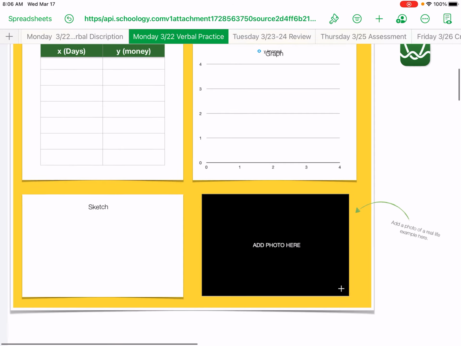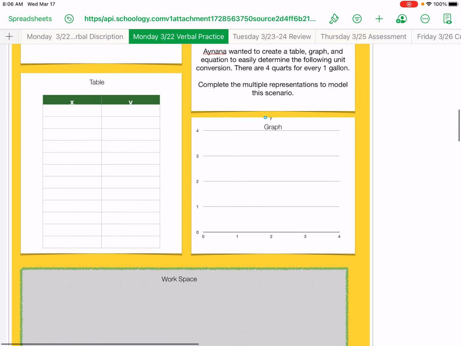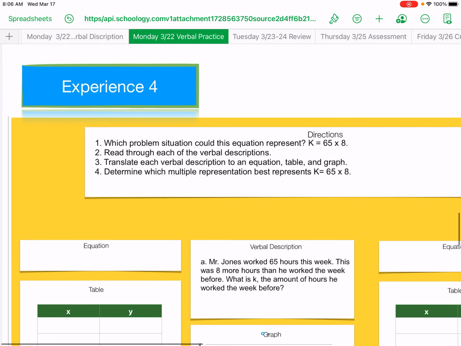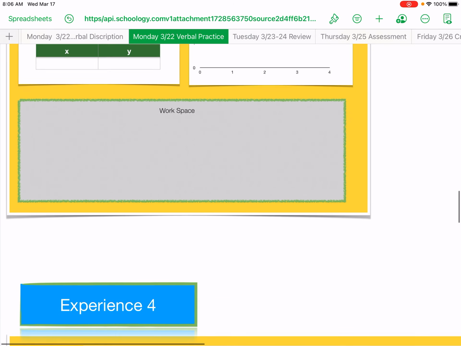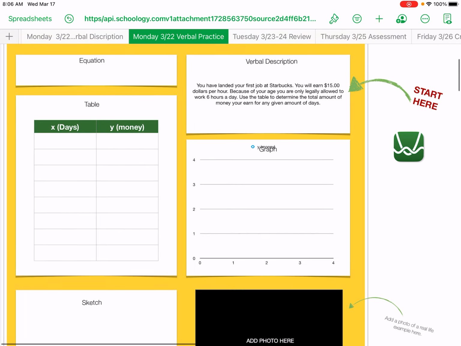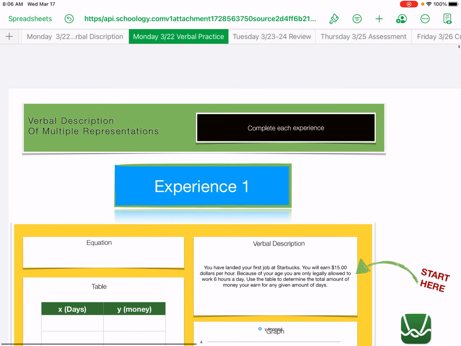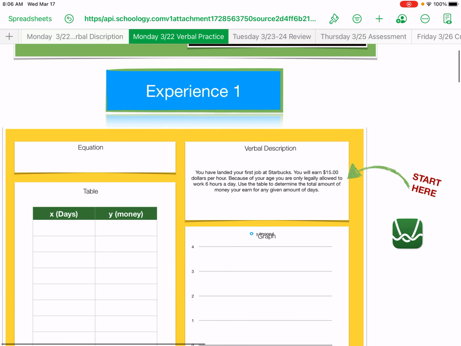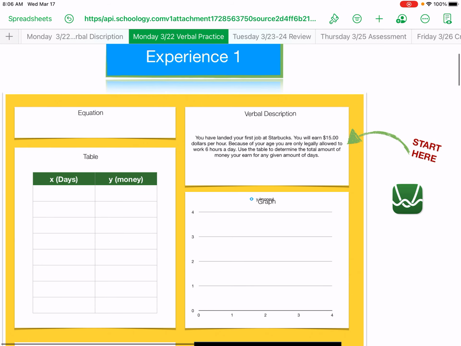Then in the Zoom together, we will be working through 2, 3, and then 4. If for some reason you're not in the Zoom, then you can refer to the soft copy key in Schoology to check your multiple representations for accuracy for experiences 2, 3, and 4.